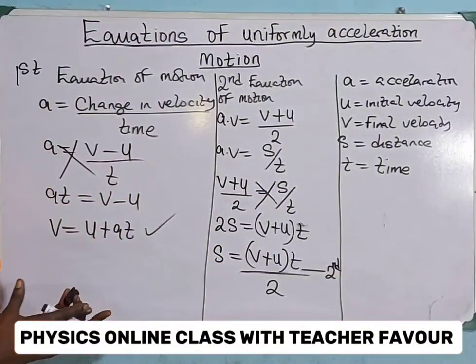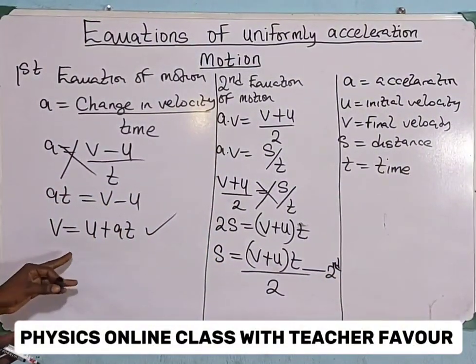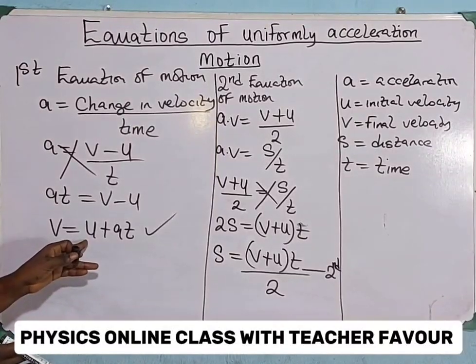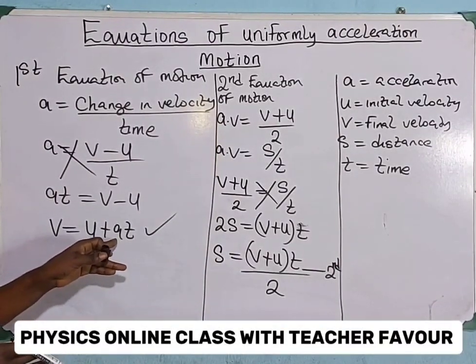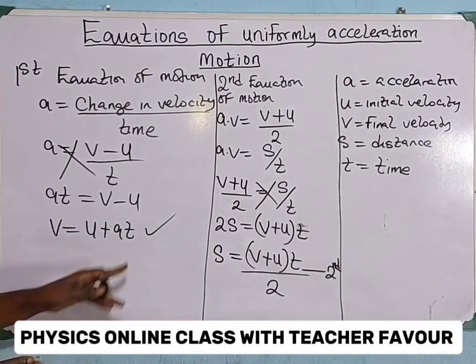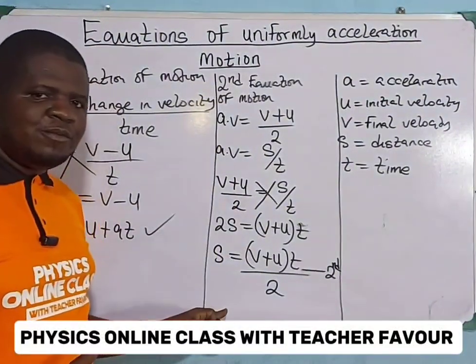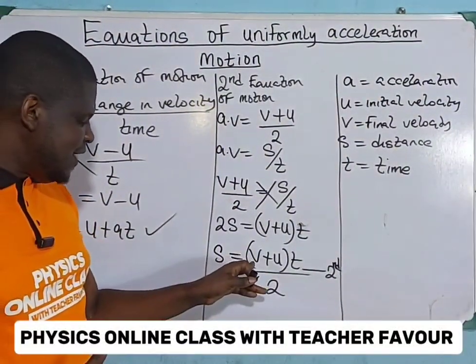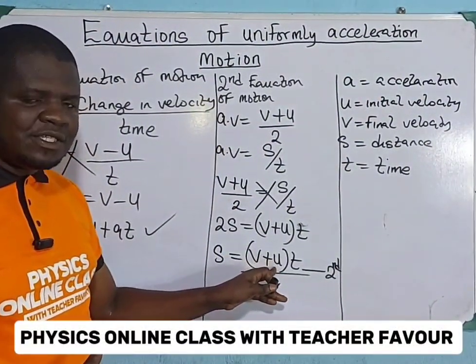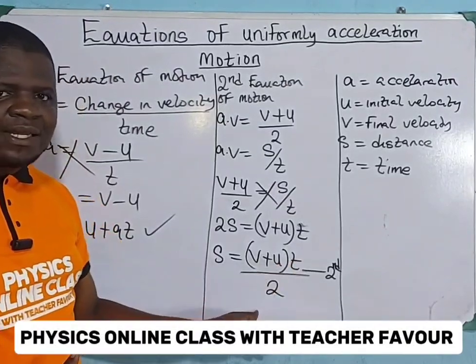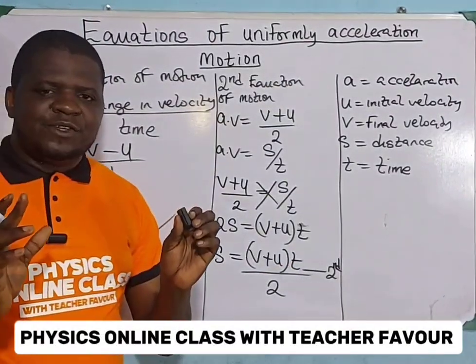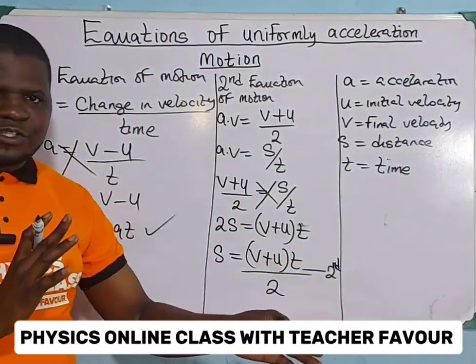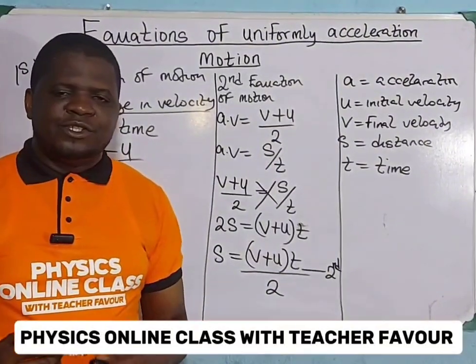So the first equation of motion is final velocity equals initial velocity plus the product of acceleration and time, while the second equation of motion is displacement equals final velocity plus initial velocity, times time, divided by 2. In my next video, I'll be deriving the third equation of motion and the fourth equation of motion.